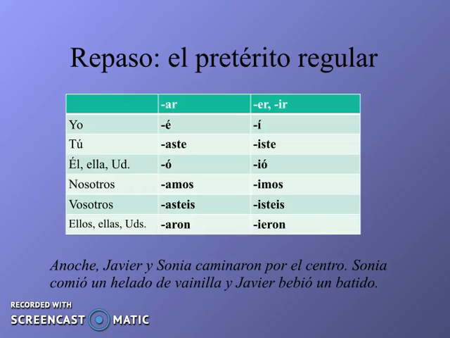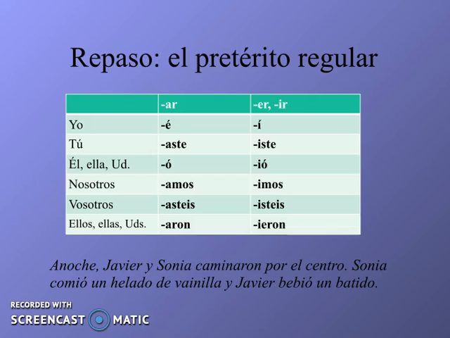So let's quickly review the regular preterite, the past tense, completed actions in the past. So verbos AR, the endings are -é, -aste, -ó, -amos, -asteis, -aron. And ER and IR verbs are the same, and those are -í, -iste, -ió, -imos, -isteis, -ieron. And remember that the yo and the él/ella/usted forms carry accents, and those are very important so they're not confused with other tenses.